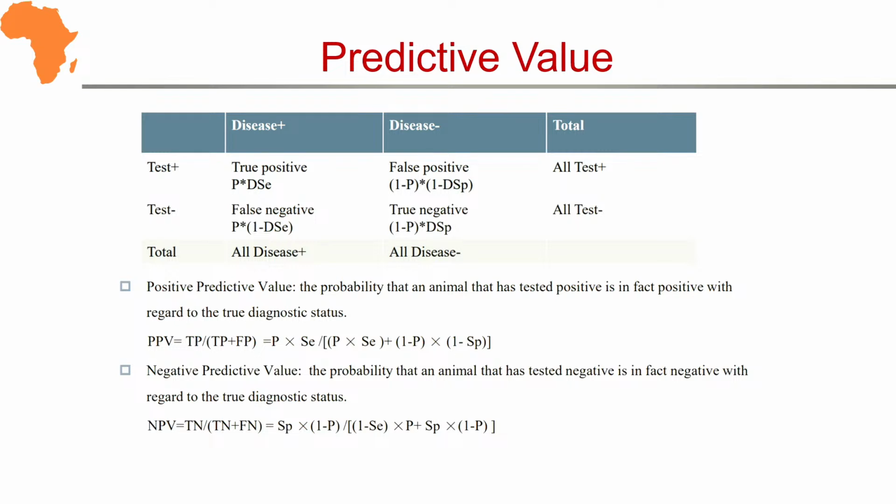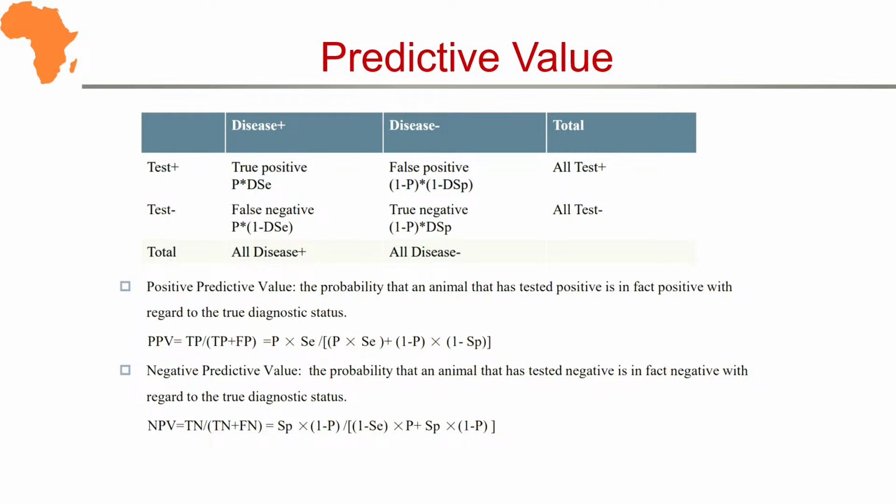Positive predictive value is the probability that an animal or an individual that tested positive is in fact positive with regard to the true diagnostic status. It is true positive over true positive plus false positive. True positive, prevalence times sensitivity, divided by true positive plus false positive. Where's the false positive? It's here. Does the formula now make sense?